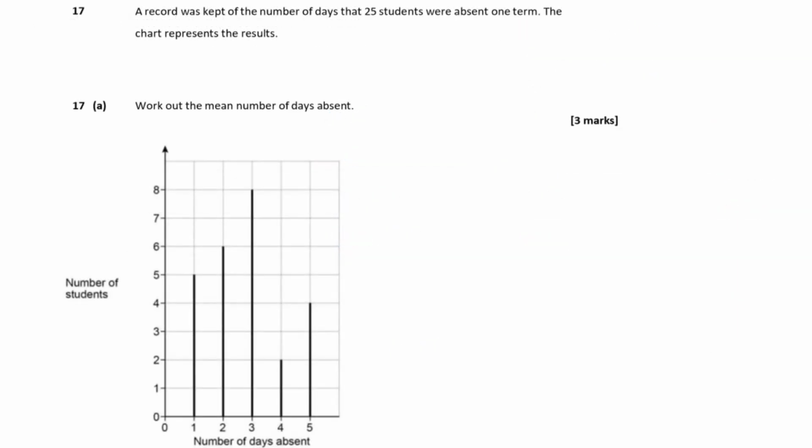Question 17. A record was kept of the number of days that 25 students were absent one term. The chart represents the results. Part A says work out the mean number of days absent. Now, this is quite a tricky question. I think what we're going to do first is make a table, a frequency table. Days absent and frequency.